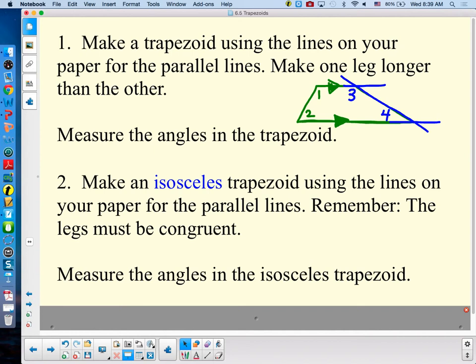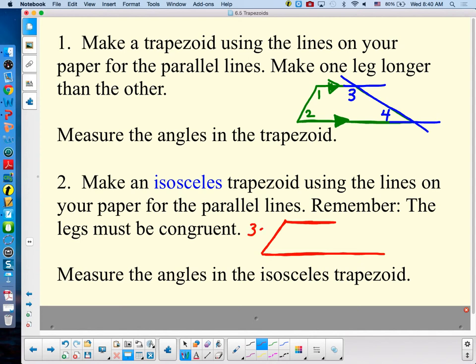So use the lines on your paper again, but you have to make the legs congruent this time. So if you make a short side and then a long one, I'm not sure if I would connect the ends on this, if I would have the same length. So connect on one end and measure that. How long is it? Maybe it is 3 centimeters. Well, then on the other end, you have to angle it so that it is 3 centimeters also.